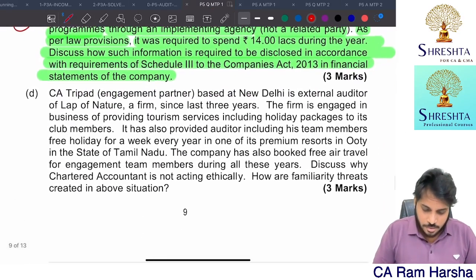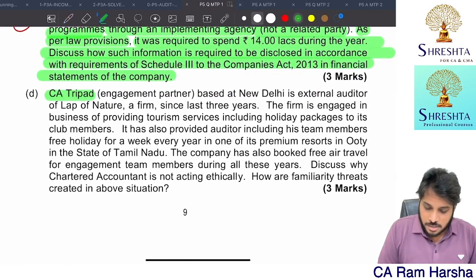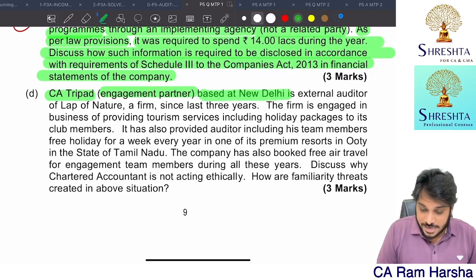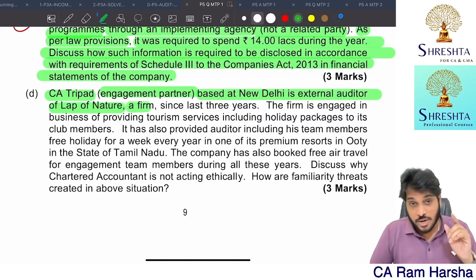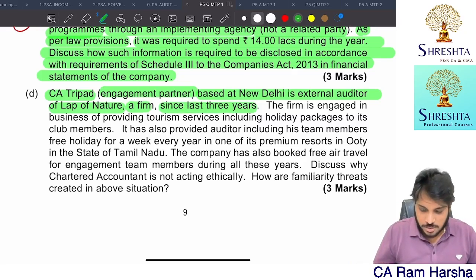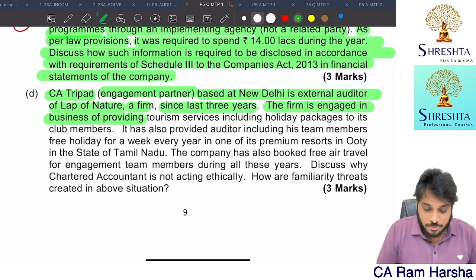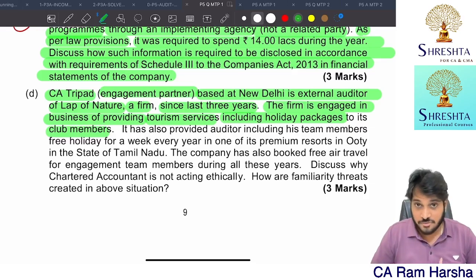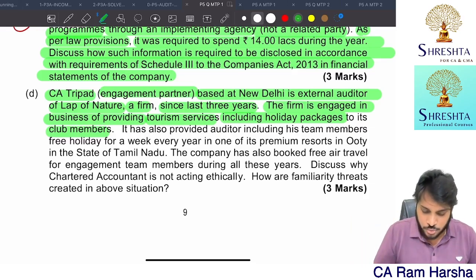Next, CA Tripad, engagement partner based at New Delhi, is an external auditor of Lap of Nature. Lap of Nature is a firm. The client is a firm, not a company. Since the last 3 years, the firm has been engaged in the business of providing tourism services, including holiday packages, to club members.